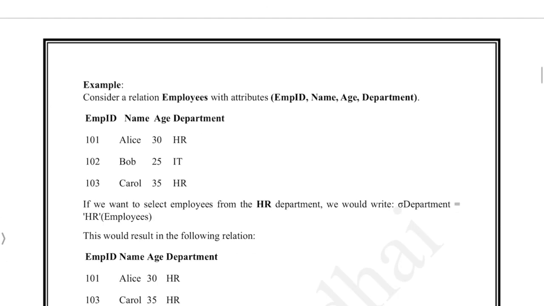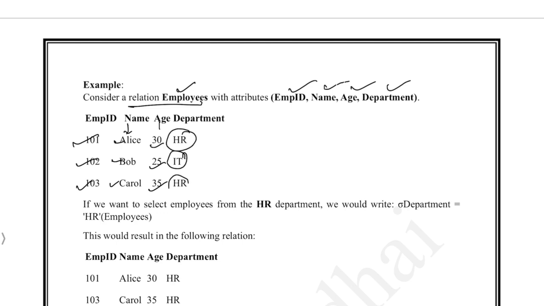Now let's see an example of this. Consider a relation known as employees with attributes employee ID, name, age, and department. The employee IDs are 101, 102, 103. Names are Alice, Bob, and Carol. Ages are 30, 25, 35. Departments are HR, IT, and HR.